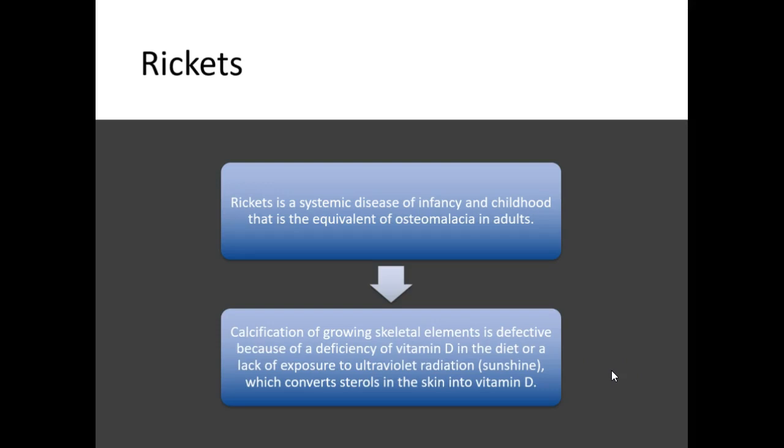Rickets is a systemic disease of infancy and childhood that is equivalent to osteomalacia in adults. Calcification of growing skeletal elements is defective because of a deficiency in vitamin D in the diet or a lack of exposure to ultraviolet radiation, sunshine, which converts steroids in the skin into vitamin D.